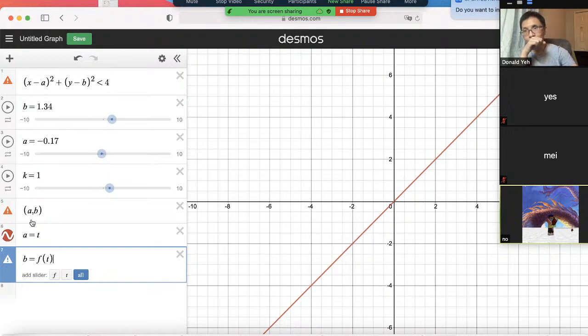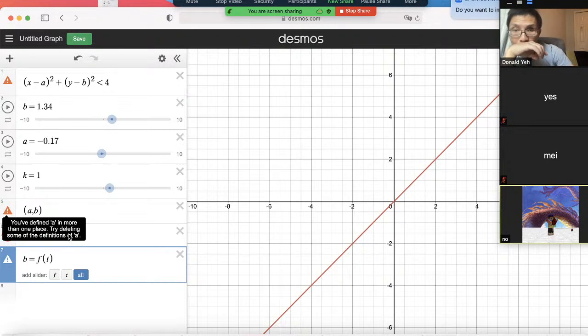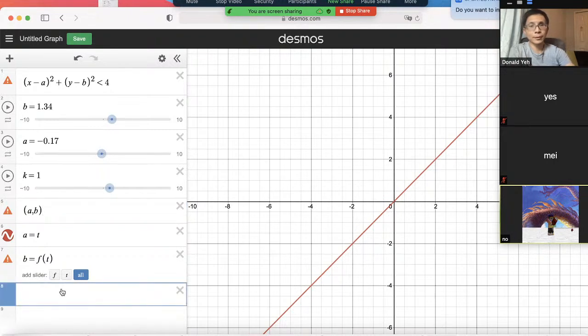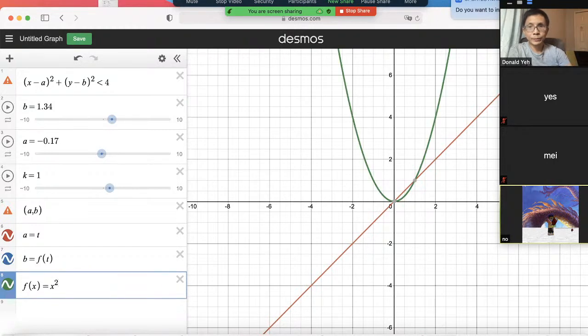Wait, why is it I cannot do that anymore? You define A in more than one place. Oh yeah, because A is equal to T, but A is also equal to negative 0.1417. Basically, you're saying T equals 0.17. Yeah, that's okay because I wanted to have F of X equal to X squared. But you have to do it like B equals F of A. Then B equals F of T.